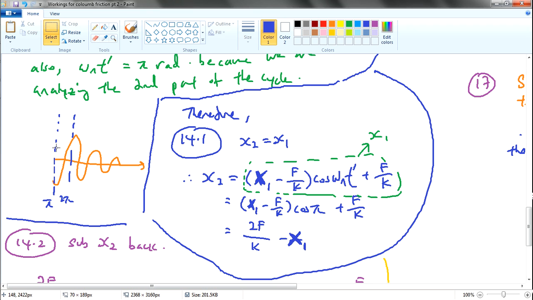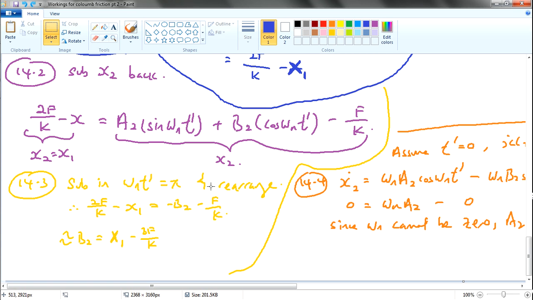Okay, assuming we're starting from pi, and assuming that the graph starts from pi also, hope you understand. Then rearrange, and when we sub in, this one will become 0, and this one will become minus b2. Okay, minus 1 times b2 equals minus b2, and then minus fk.